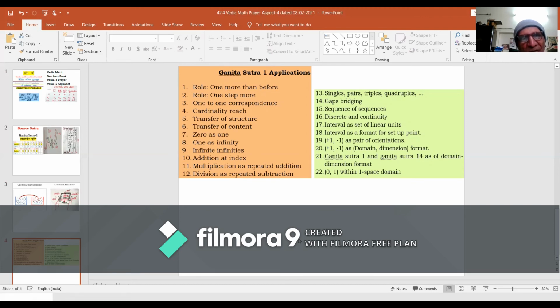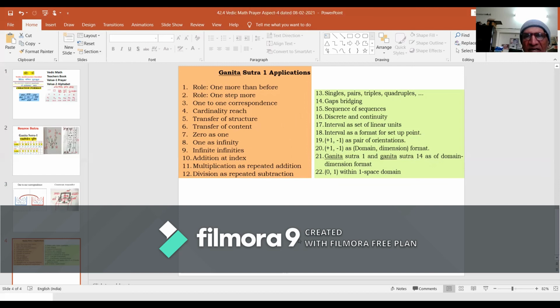Then 0 as 1, 1 as infinity, infinite infinities, addition at index, multiplication as repeated addition, division as repeated subtraction, singles, pairs, triples, quadruples, gaps bridging, sequence of sequences, discrete and continuity, interval as set of linear units, interval as a format for setup of points, +1, -1 as pair of orientations, +1, -1 as domain dimension format, Ganita Sutra 1 and Ganita Sutra 14 as domain dimension format, 0, 1 within one space domain itself. And this list is going to be of very, very large extensions.